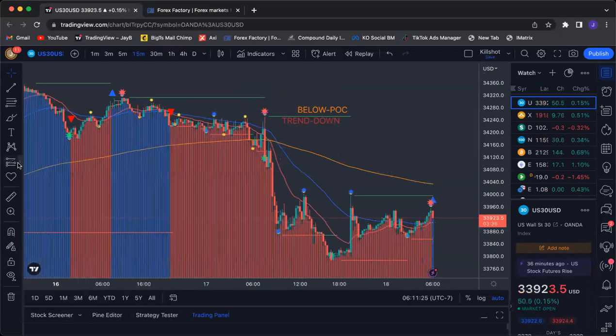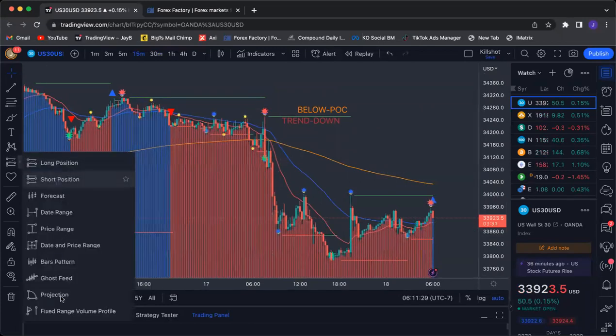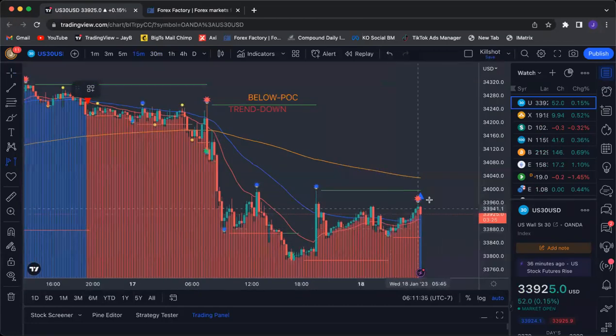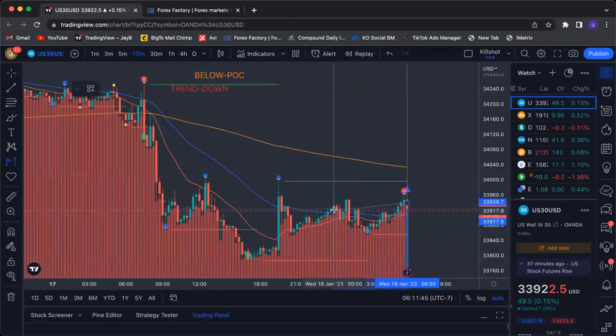So we go in here, we go to this prediction and measurement tools, the little drop down, and at the bottom here it says fixed range volume profile. Okay, click on that, and we're going to go back 6 hours on this chart. So you can see this candle, this 15-minute candle, is 6 o'clock, and we're going to go find the 0 candle, which is essentially midnight, right?